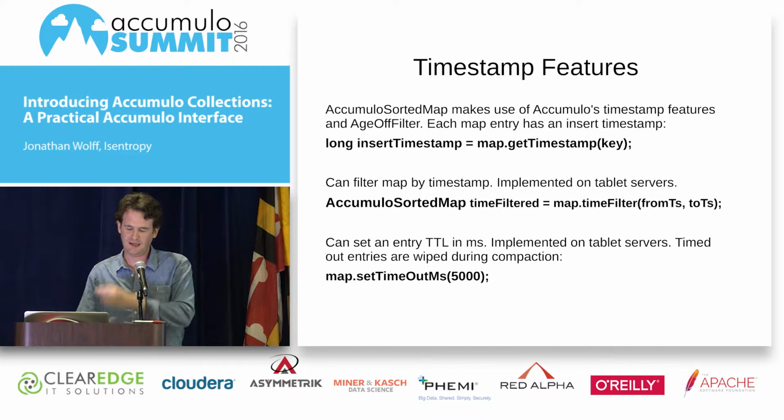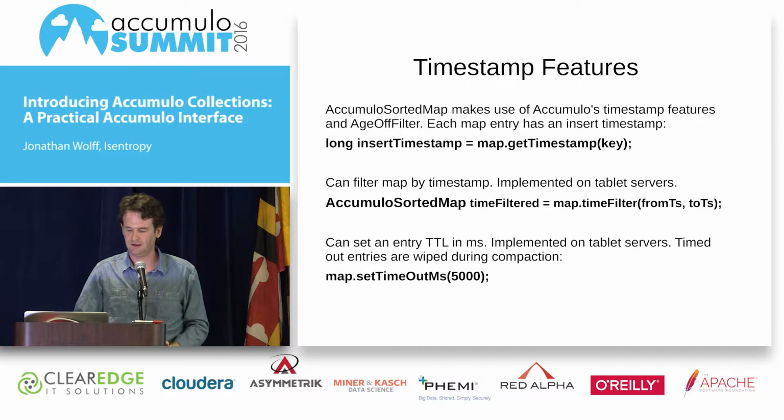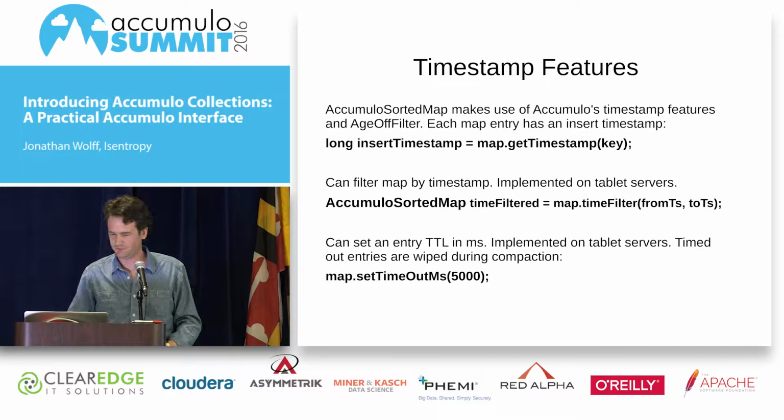Another thing would be setting a timeout for data. So for example, if you want your data to only last 5 seconds, you can set a time to live in milliseconds. And this uses the age-off iterator. So as I said, this framework abstracts a lot of Accumulo functionality into simple Java methods. So you don't need to know what the age-off filter is. You just do set timeout, and that will implement the age-off filter for you.